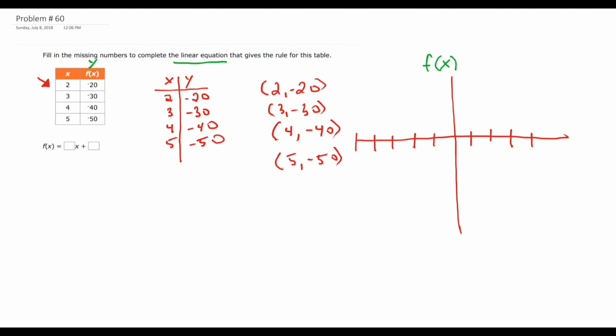On the right or the left? And then what? Yeah, you go down 20, and then let's just say it's over here, and you put a dot. All right, so what about 3, negative 30? You put a dot. Right? And then what about 4, negative 40? And you put a dot.